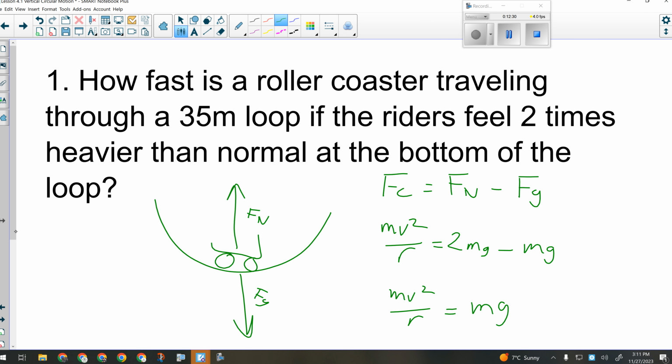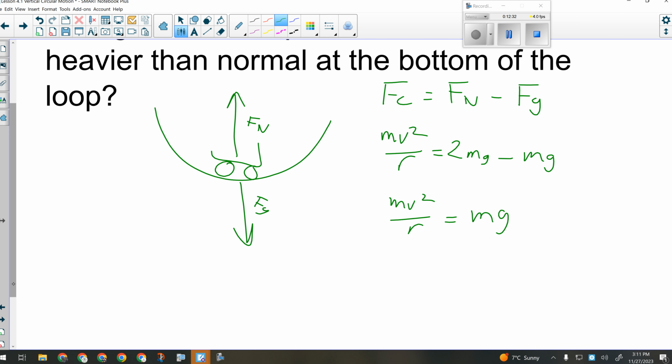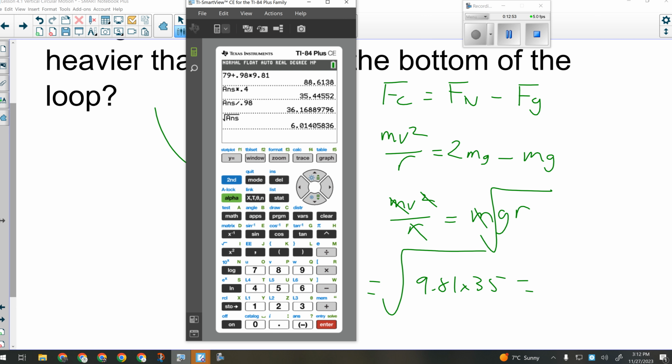And we're looking for v. What are we going to get again for our formula? Root gr. So I'm going to multiply both sides by r. M is going to cancel. Square root of g times r. So v will equal the square root of 9.81 times 35. 18.5 meters per second.